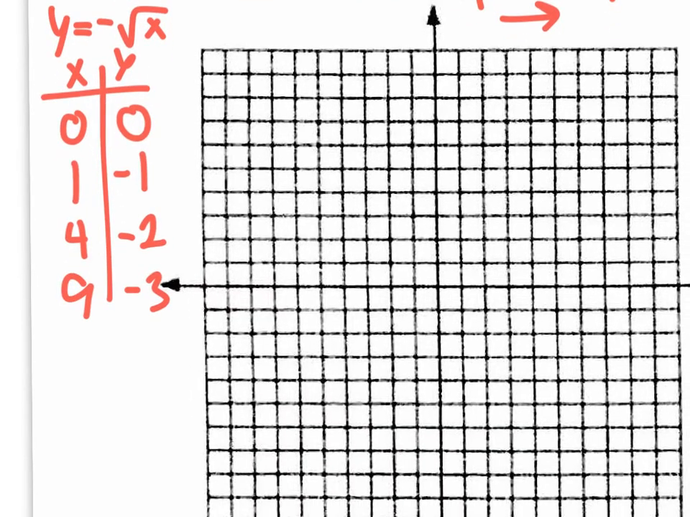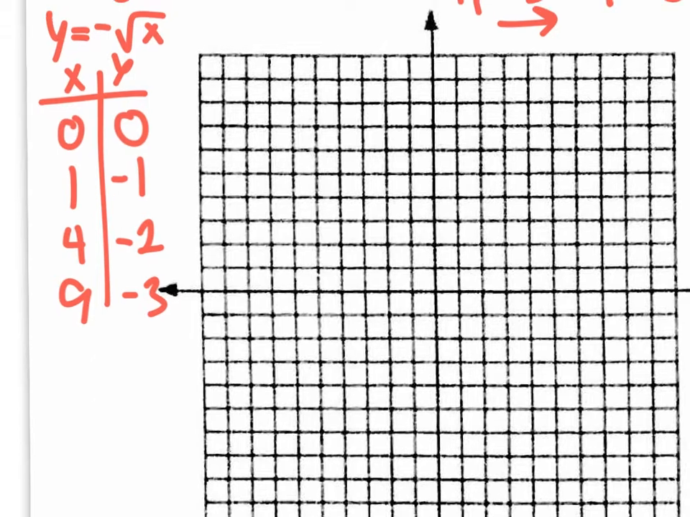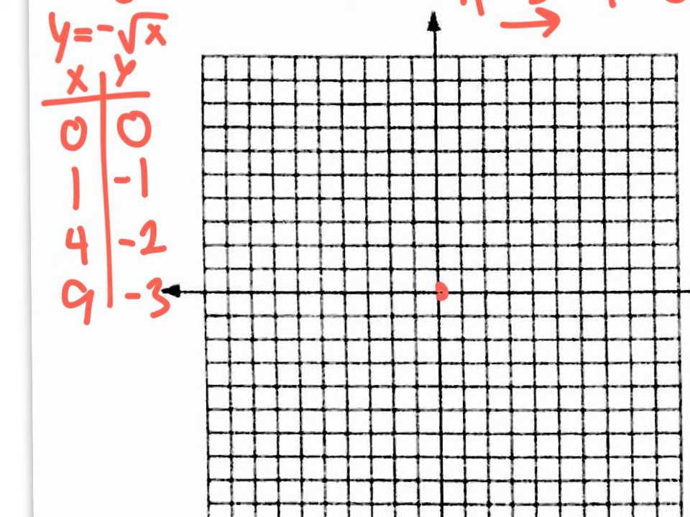Let's graph those coordinates. We have 0, 0 right there at the origin. We have 1, negative 1 right there. We have 4, negative 2. 1, 2, 3, 4, negative 2. There it is. We have 9, negative 3, right there. Now I'm not going to draw my graph through there because this is not including h and k.